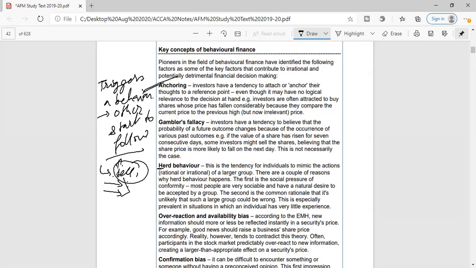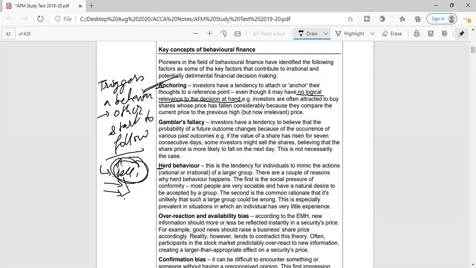So one person sells, others will start also selling, thinking that the person has made a good and rational decision. The other person might have just sold the stock for any other reasons. They might need a loan for education, or some other personal reasons, but people will start to follow that because it's called anchoring and triggering. So one person anchors and others start to follow, even though there is no logical relevance to the decisions. That's a behavioral issue.